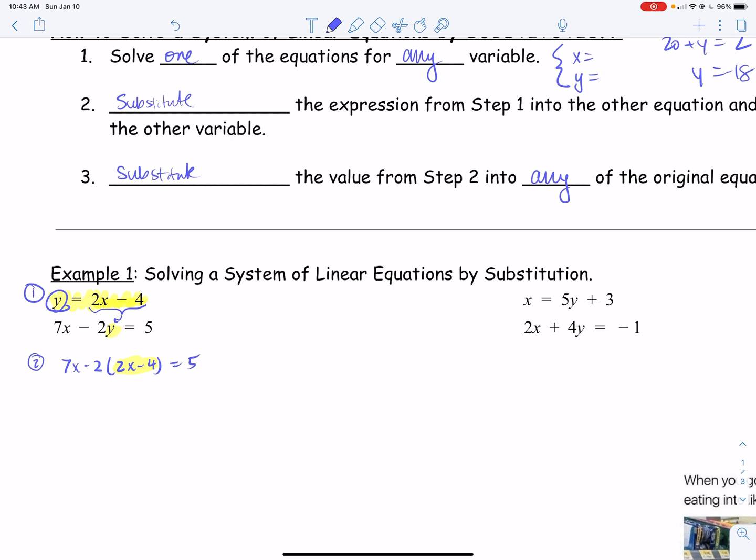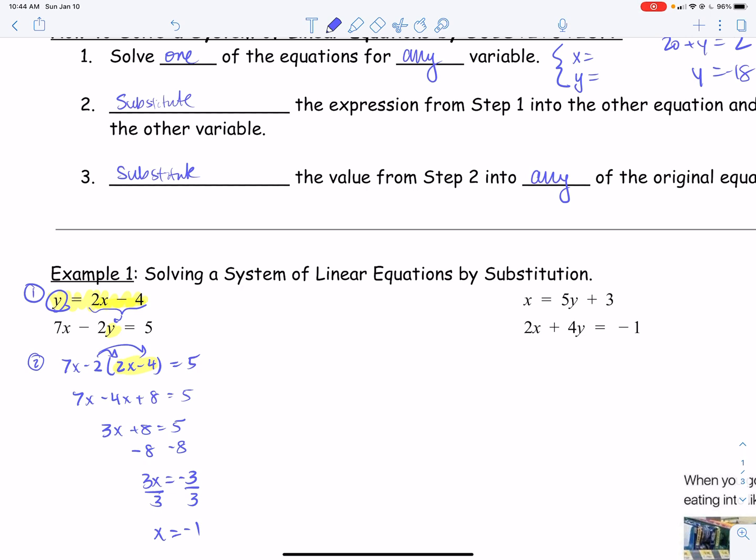And then from here, you solve for x. All right, so 7x minus 4x plus 8 equals 5. You get 3x plus 8 equals 5. Minus 8 minus 8, you get 3x is equal to negative 3. Divide by 3, get x is equal to negative 1. Okay, so now I found out what x is equal to. And remember, you always need an x comma y.